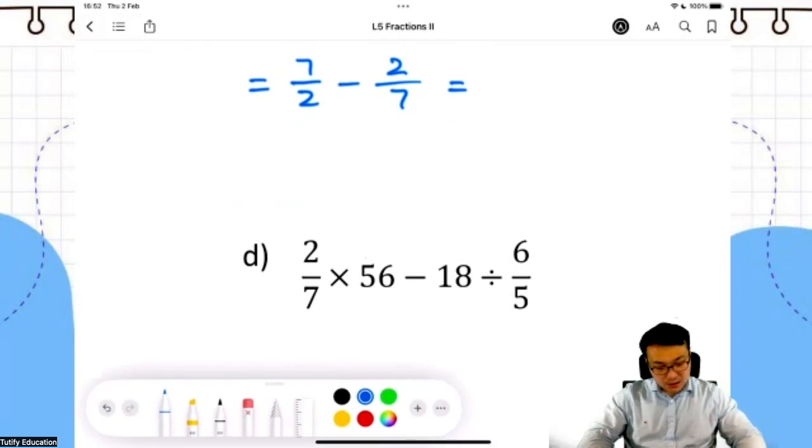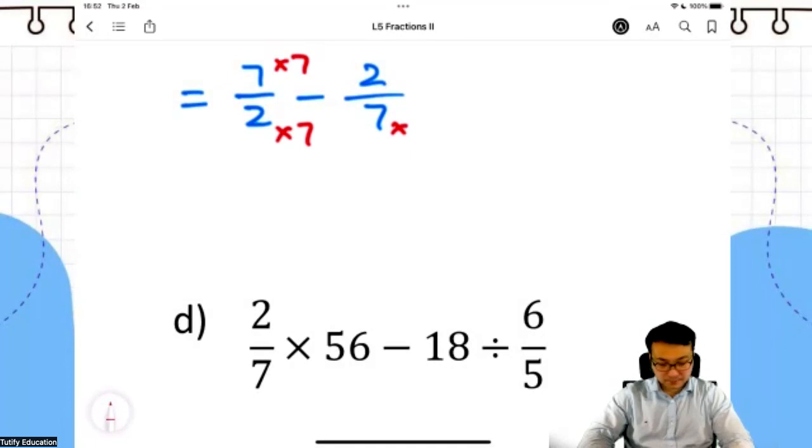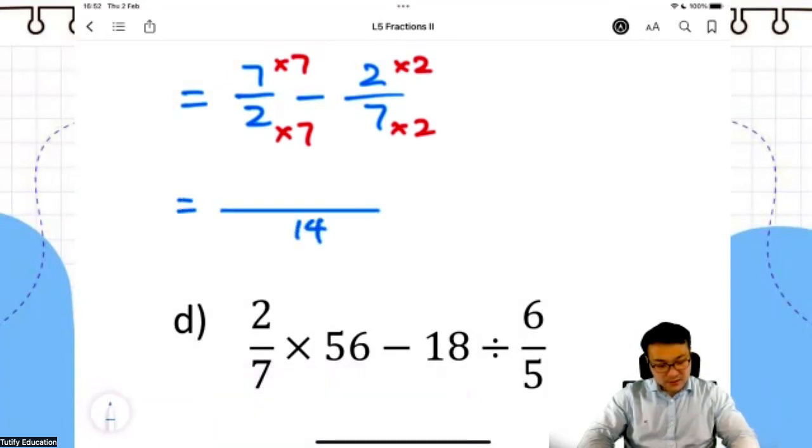So how are we going to change the denominators? What are you going to change it into? What is the lowest? 14. 2 times what is 14? 7. 7 times what is 14? 2. Good. So now we are going to write down the denominator is 14. So you have 7 times 7 is? 49. Yes, this is going to be 49 minus what? Minus 4.